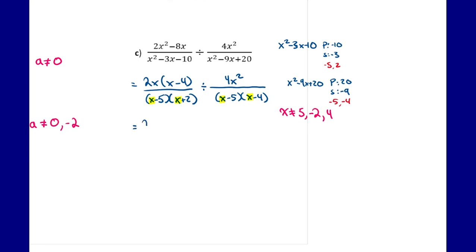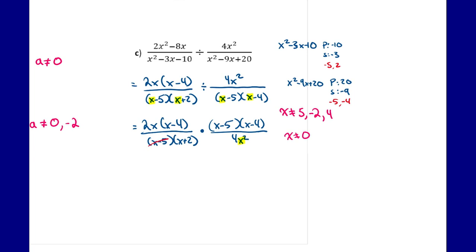So 2x times x minus 4 divided by x minus 5 times x plus 2 times x minus 5, times x minus 4 divided by 4x squared. So again, before we cancel out, let's check for restrictions. Oh, we do have a new one looking at this 4x squared. So in this one, x cannot equal 0. So now I have a new restriction in this portion. Nothing else has changed in the other fraction. I'm going to go through now and cancel things out.